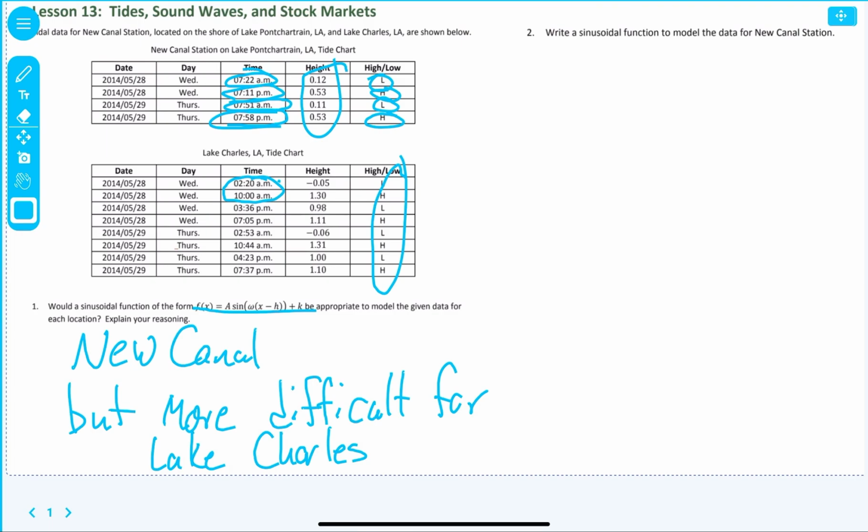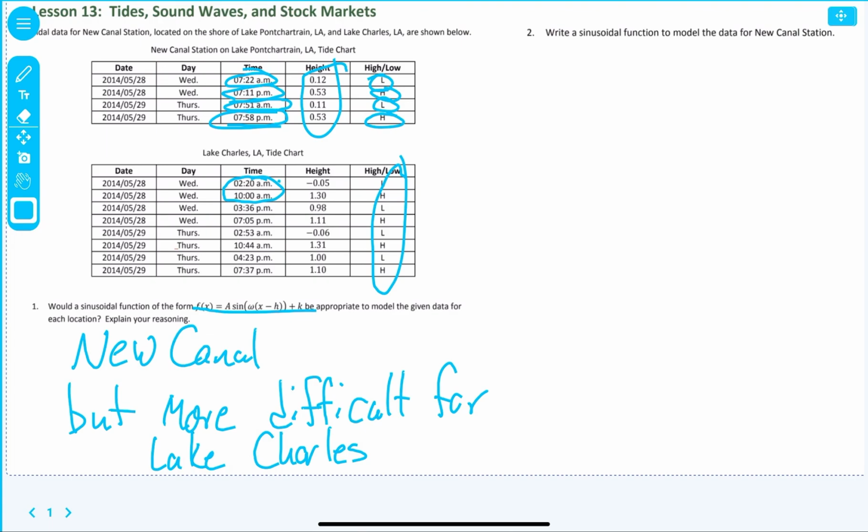You're just going to do whatever it says. Sometimes it'll say graph it on the same one. Sometimes it'll say separate. Yeah. Okay. Now, it wants us to write the sinusoidal function to model the data for the new canal station. Okay, so we're going to take it and we're just going to figure out the A, figure out the omega, figure out the H and the K's, and plug it in.